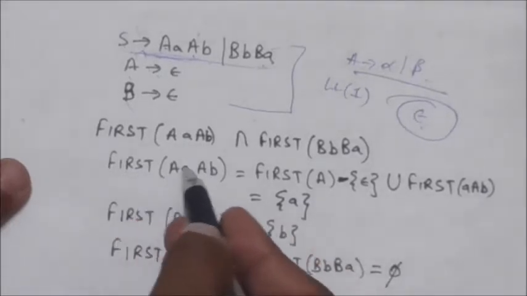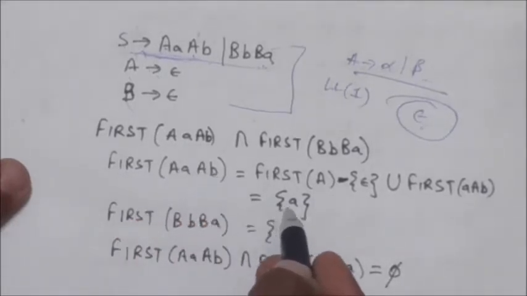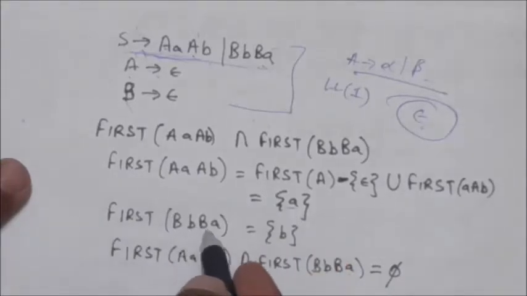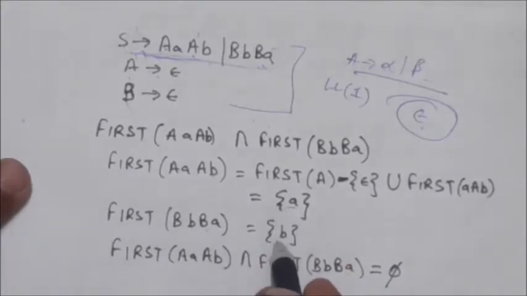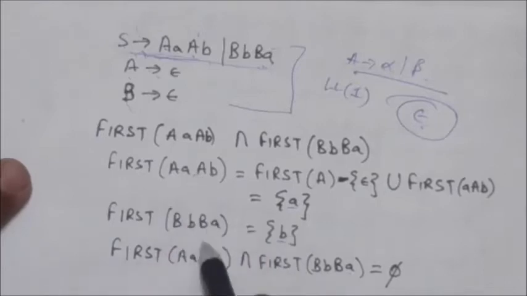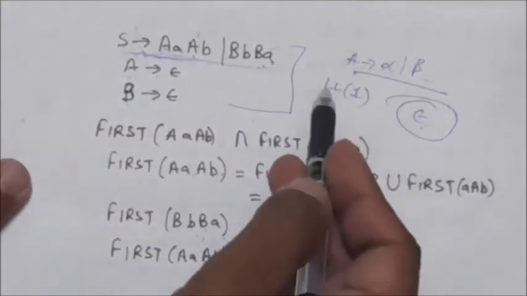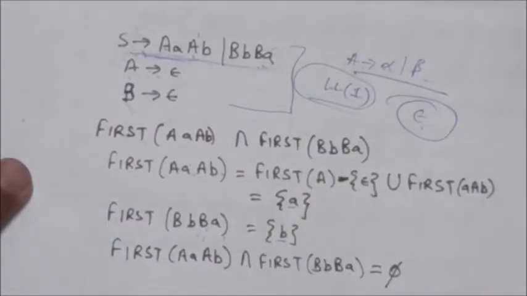You can see that first of AB is a set having the terminal symbol a, and first of BA is a set having the terminal symbol b. They are disjoint sets. Their intersection is a null set. So therefore this grammar is an LL1 grammar.